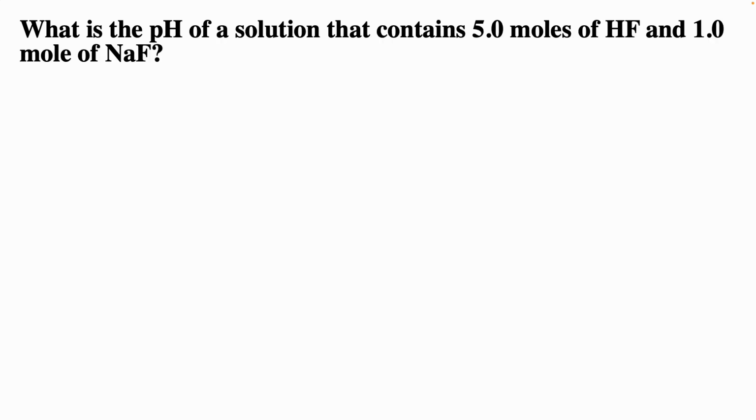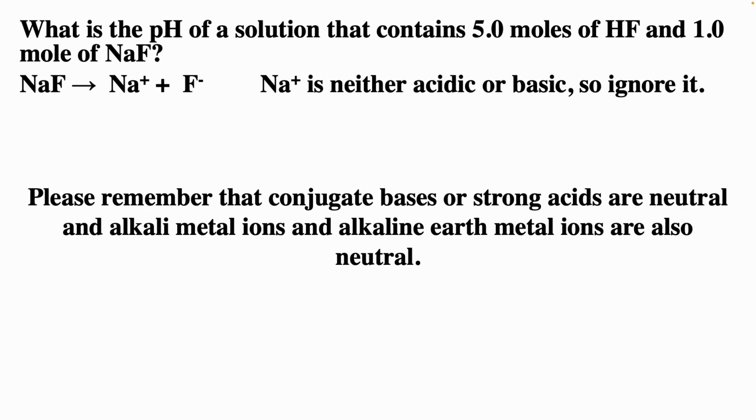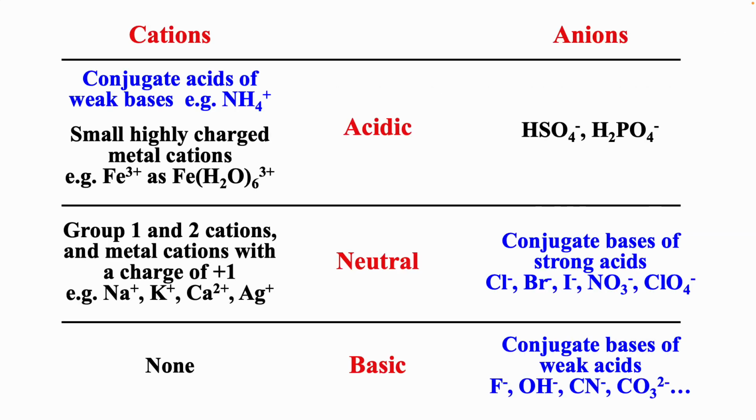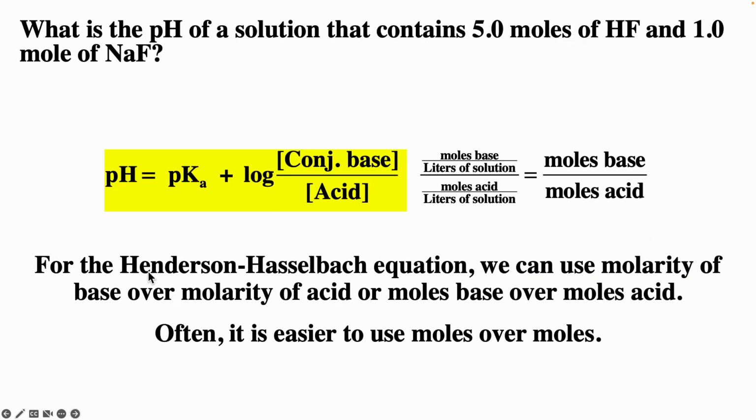What is the pH of a solution that contains 0.5 moles of HF and 1 mole of sodium fluoride? And so you have to remember sodium fluoride is going to dissociate into sodium ions and fluoride ions. Now sodium ions are neither acidic nor basic. They are just neutral, so we can just ignore the sodium ions. Remember, conjugate bases of strong acids are neutral. Alkali metal ions and alkaline earth ions are also neutral. So sodium is an alkali metal ion, so it's going to be neutral, so we can just forget about it.